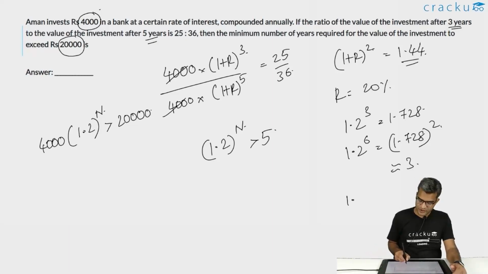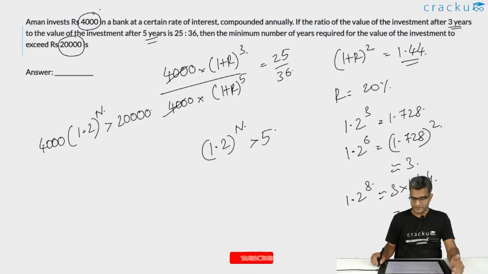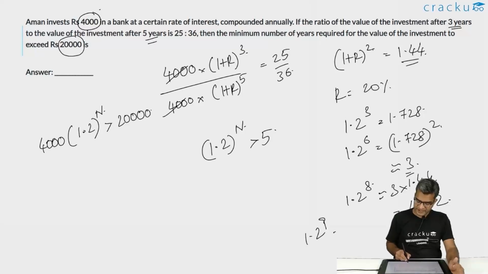Now 1.2 to the power 8 will be approximately 3 into 1.44, because 1.2 to the power 6 is approximately 3. 1.2 to the power 8 will be 3 into 1.44, which will be approximately 4.32. Therefore, 1.2 whole to the power 9 will be 4.32 into 1.2, which is definitely greater than 5.